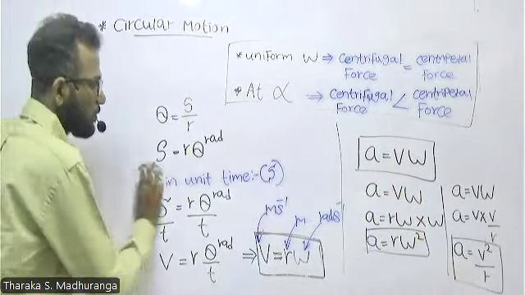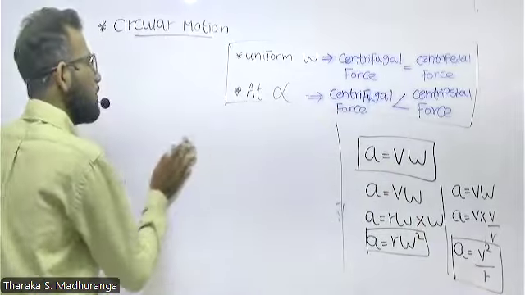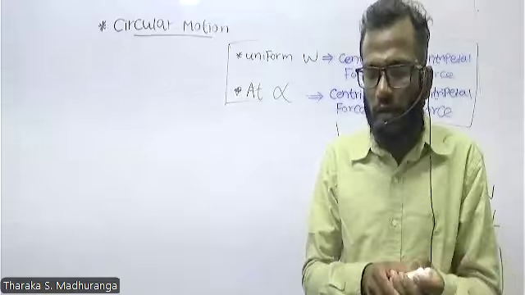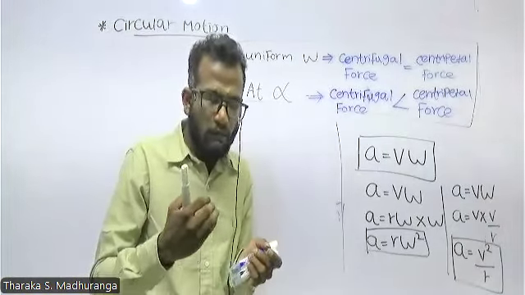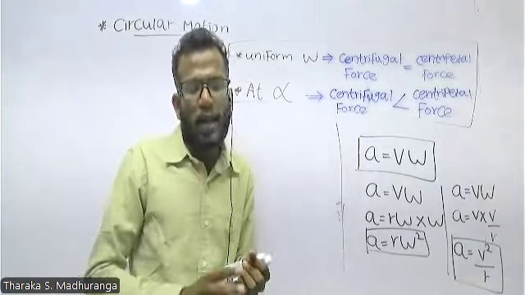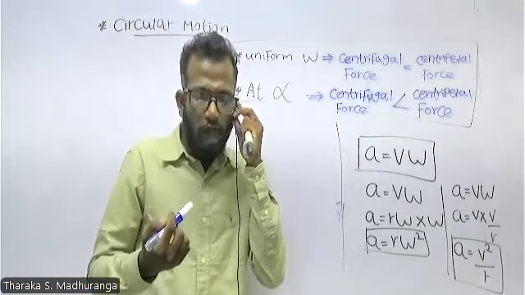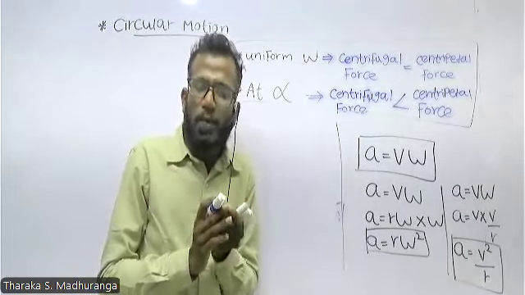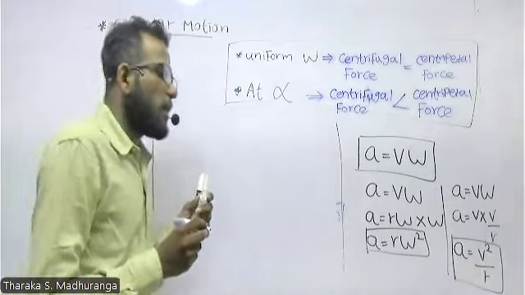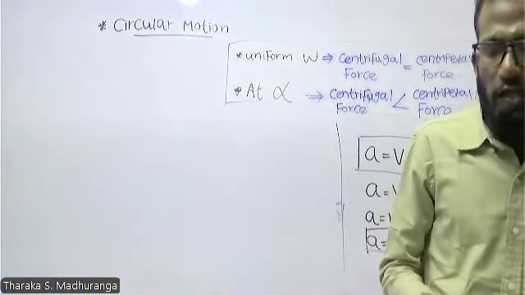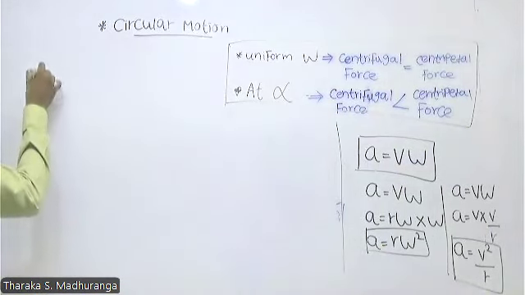Now I told you, if there is any centripetal acceleration, this object is not balanced, because it is accelerating. According to Newton's second law, it cannot be balanced. It is always unbalanced. Therefore, we can apply this a equal v omega equation into Newton's second law, the final part of the lesson.